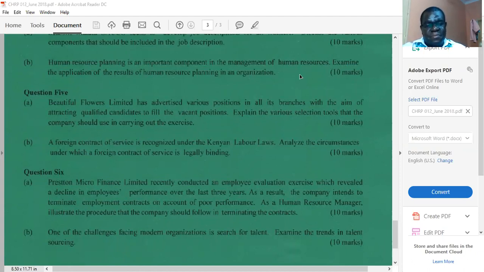Question 5A, Fenton. Beautiful Flowers Limited has advertised various positions in all its branches with the aim of attracting qualified candidates to fill the vacant positions. Explain the various selection tools that the company should use in carrying out the exercise. I repeat again. Beautiful Flowers Limited has advertised various positions in all its branches with the aim of attracting qualified candidates to fill the vacant positions. Explain the various selection tools that the company should use in carrying out the exercise.